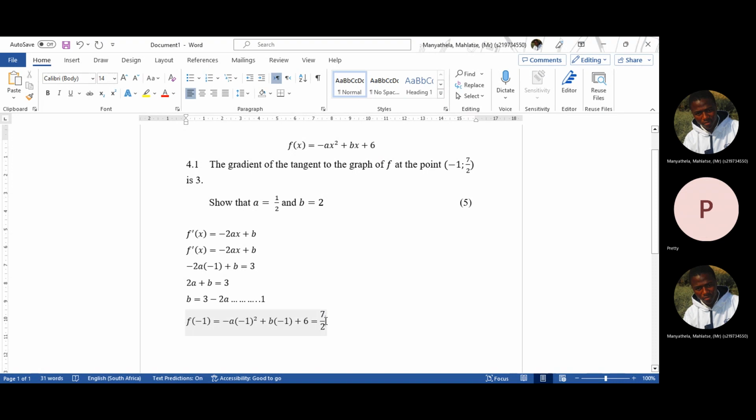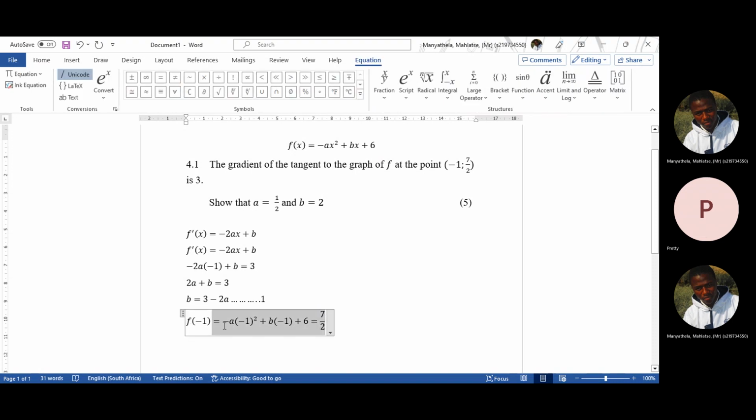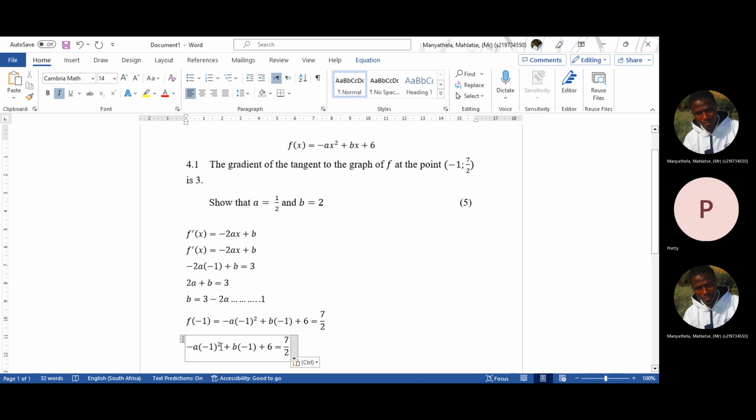Okay, let's work with this part only. I want to copy only this part. So -1 squared again. -1 squared is the same as saying -1 times -1, which will give us +1. Then +1 multiplied by -a, positive times negative, which gives us negative a.